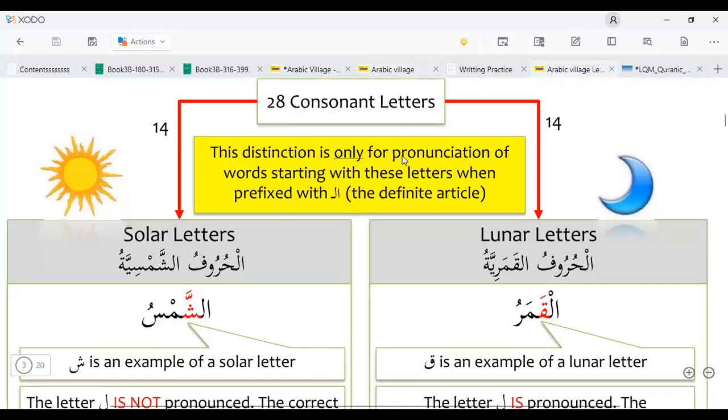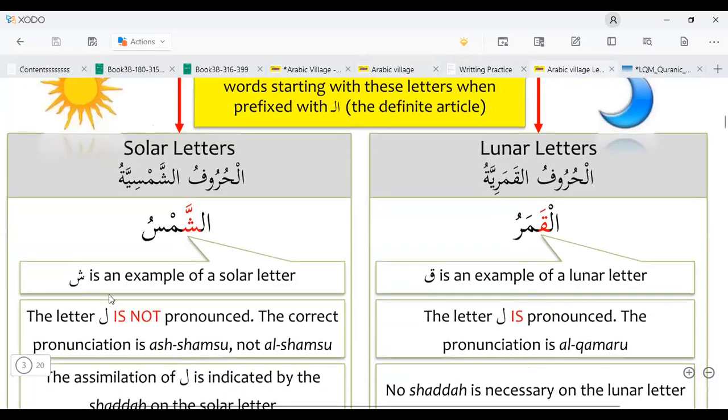Today we will learn al-huroof ash-shamsiyyah and al-huroof al-qamariyyah. What are the al-huroof ash-shamsiyyah? Sheen is an example of a solar letter. There is no relation between ash-shams and the huroof shamsiyyah.